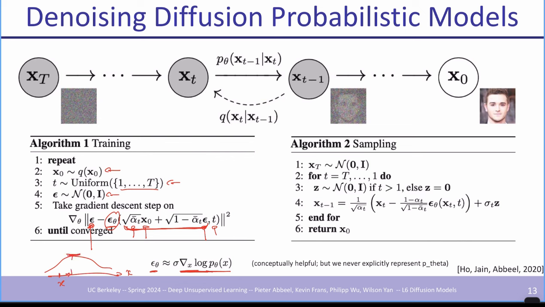Now, this is in high-dimensional image space, obviously. It's a more complicated picture to draw. But the notion is that locally you say, how can I make my image more likely under my model? And that's what's done by epsilon theta once it's trained well.